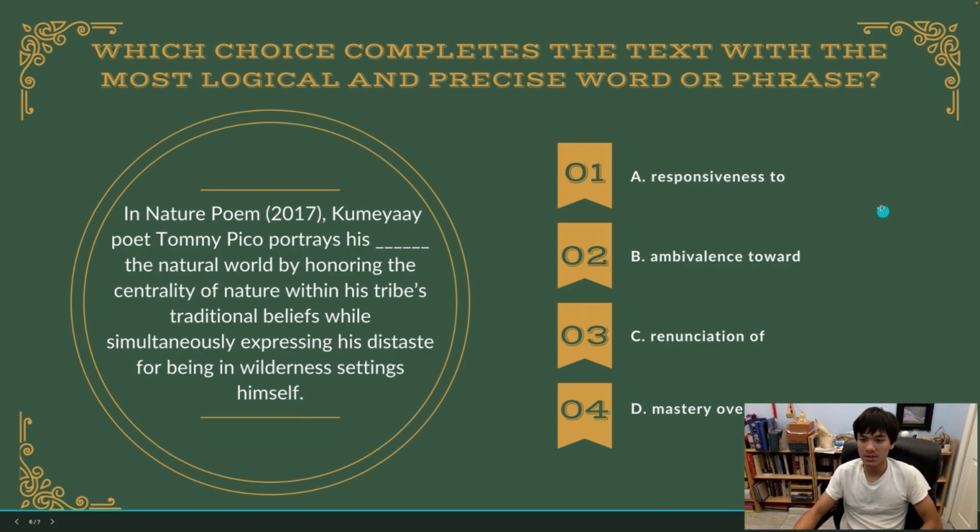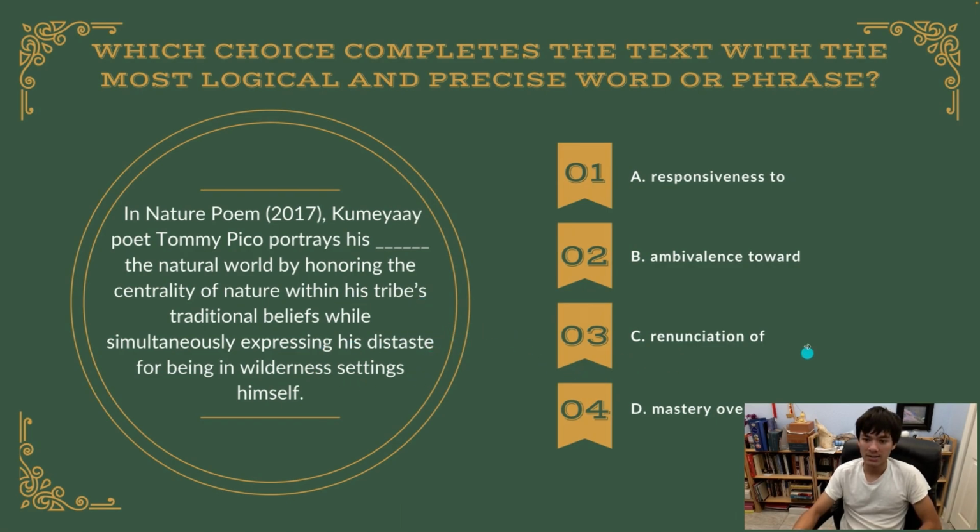So now we can look at the choices: responsiveness to, ambivalence toward, renunciation of, and mastery over. So the fact that he is on both sides would make ambivalence the correct answer. Responsiveness to would not be correct because he's not responding, he's just on both sides.